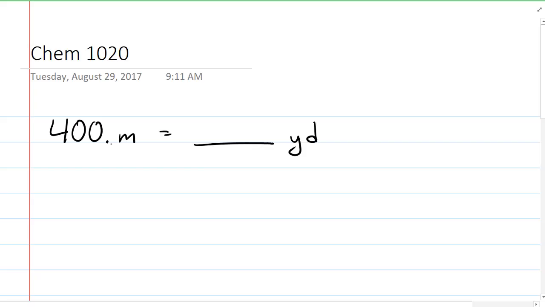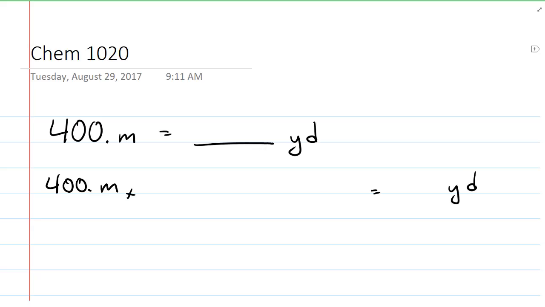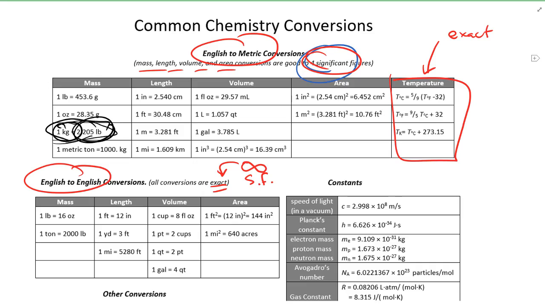Now, if I put the decimal here, what I'm trying to indicate is that these trailing zeros are significant, so this number would have 3 significant figures. So if we come back to this one, we want to know how many yards there are. We start with the 400 meters, and again we're trying to get to yards. If you go to your conversions, and you're going to go to the English metric, you're not going to see a meter to yard conversion here. You're not going to see one here. So that means that this one's probably going to be one that requires 2 conversions.